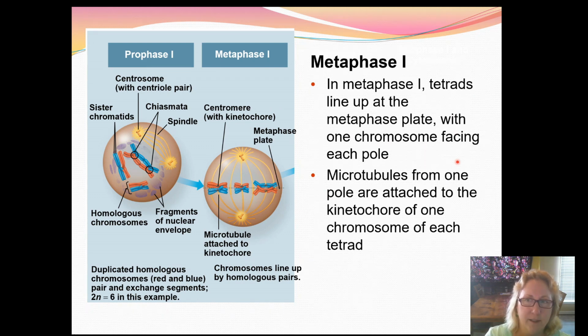Metaphase 1, this is where independent assortment occurs. So in metaphase 1, all of those tetrads are lining up on the metaphase plate, and which way those chromosomes are going to go is random. So that's going to increase the number of potential gametes that one individual can produce.